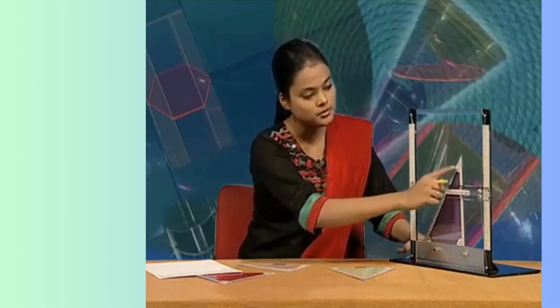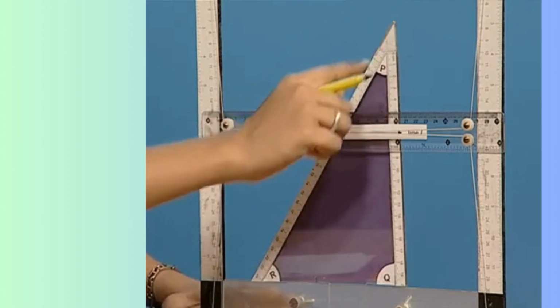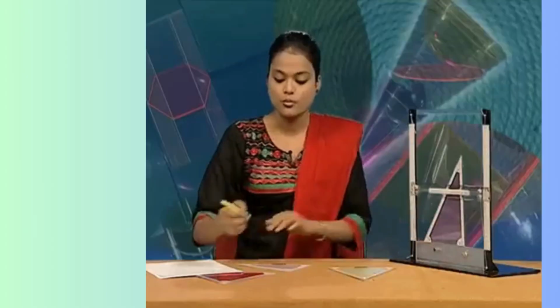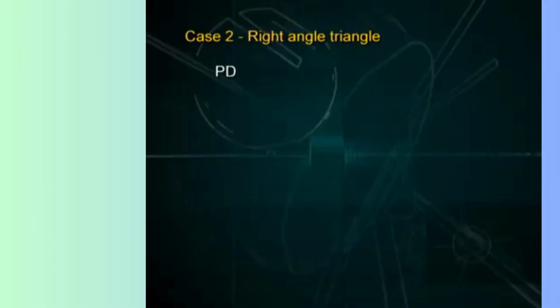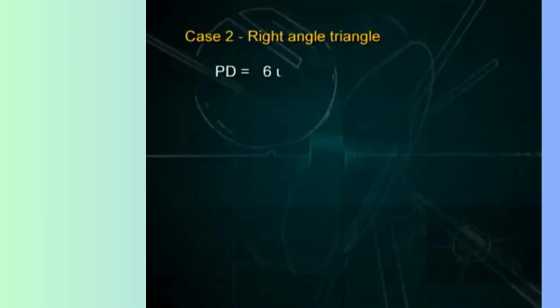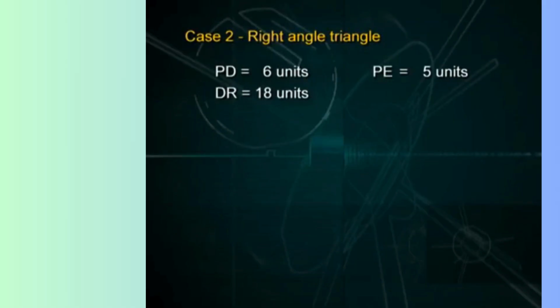Now on measuring PD, DR, PE and EQ, we can see whether the two sides are divided in the same ratio or not. So on measuring PD, we can see that it is how much? 6 units, and DR is how much? 18 units. Similarly, on measuring PE, we can see that it is 5 units and EQ is 15 units.